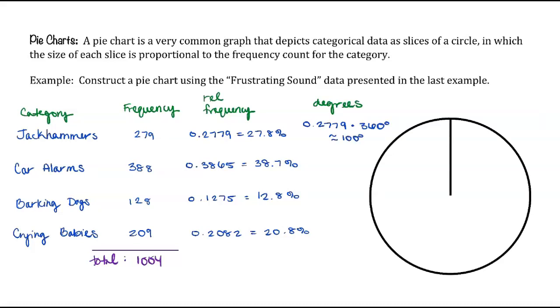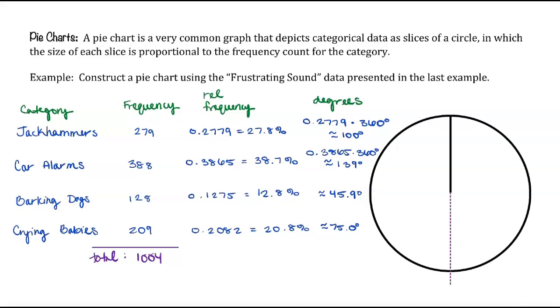For car alarms, we can find the appropriate amount of degrees by multiplying 0.3865 by 360 degrees. This gives us approximately 139 degrees. And doing the same for barking dogs and crying babies, we have approximately 45.9 degrees and approximately 75.0 degrees. Now let's think about how we could use relative frequency or degrees to construct this pie chart. Let's start with the category that has the largest frequency, car alarms. We need a slice of the pie that corresponds to about 39% of the circle, or 139 degrees.